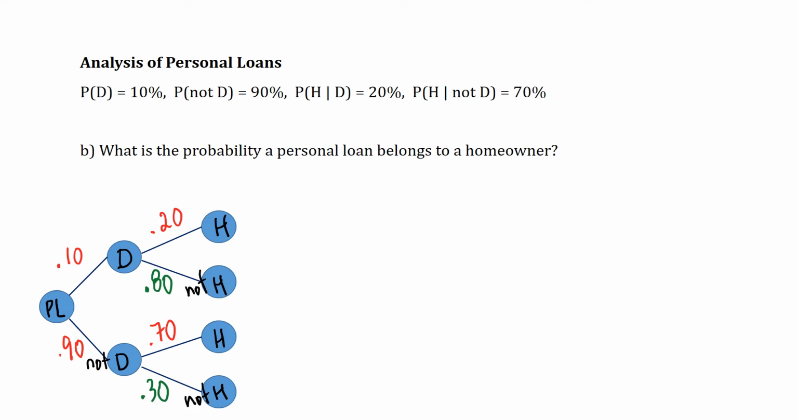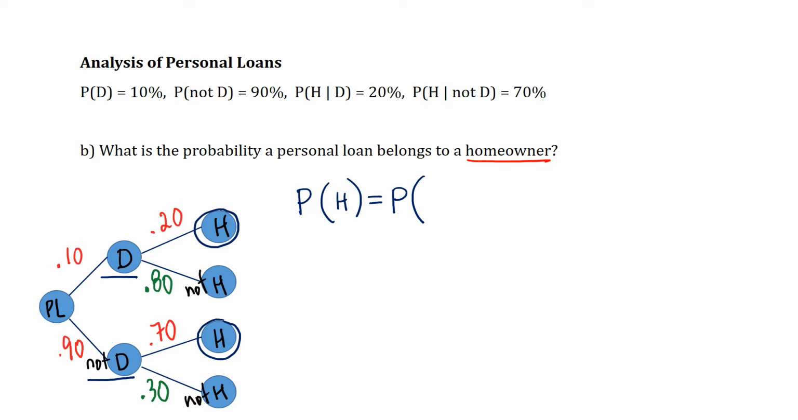Question in part B. What is the probability a personal loan belongs to a homeowner? Rewrite the question using the probability notation. This is going to be an interesting one because we see that a personal loan that belongs to a homeowner may belong to one of the two groups. It's either in default or it's not in default. So therefore, what we could do is we could rewrite the probability of H in the following way.